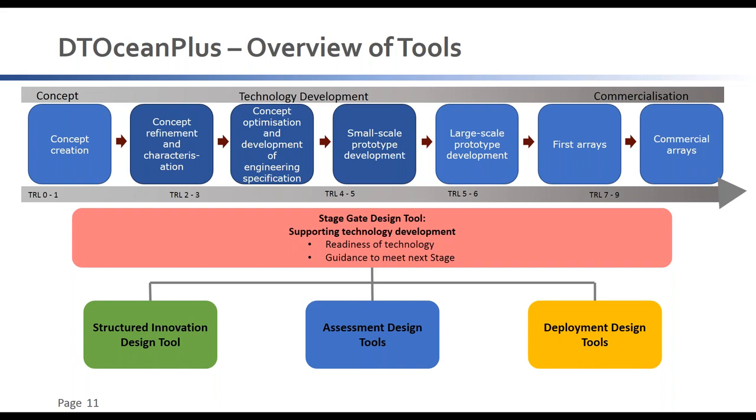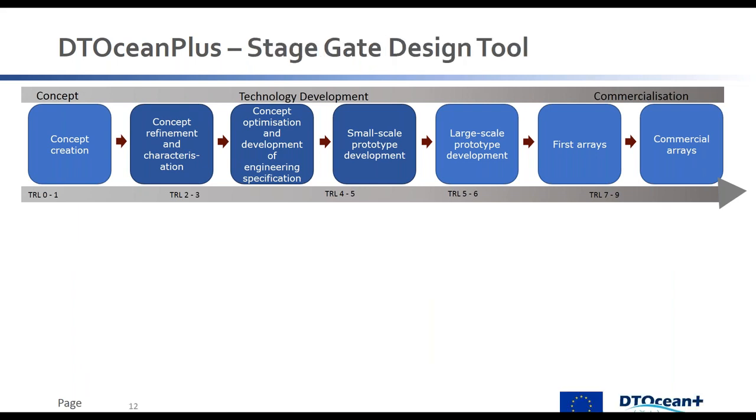So the other tools which you'll hear about in this webinar interact with the stage gate design tool. So we've just heard from Nick, who talked about the structured innovation design tool, generating new concepts. These would be fed into the stage gate design tool, which would then assess concepts. And it would do this by using the other tools, that's the assessment and deployment tools, in order to output what stage that technology is at, and indicate the readiness of that technology and any other steps to meet the next stage. So all the tools interact with each other.